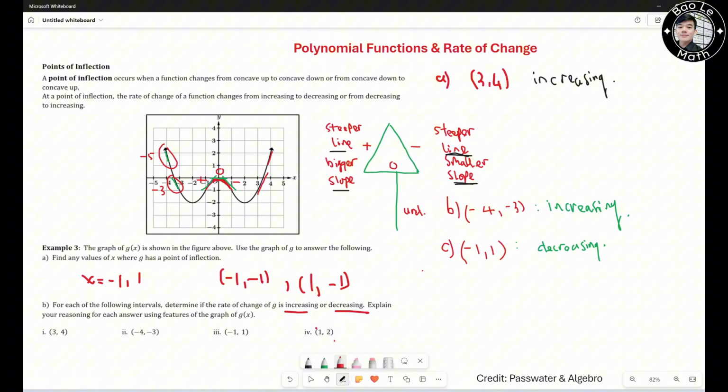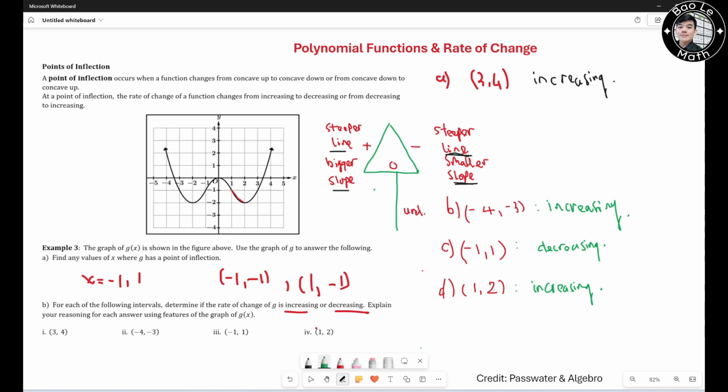Now the last one, question D. Interval 1 to 2. So 1 to 2, which means this one. Alright, look at this one, we see that the function is concave up. So because the function is concave up, the rate of change is increasing.